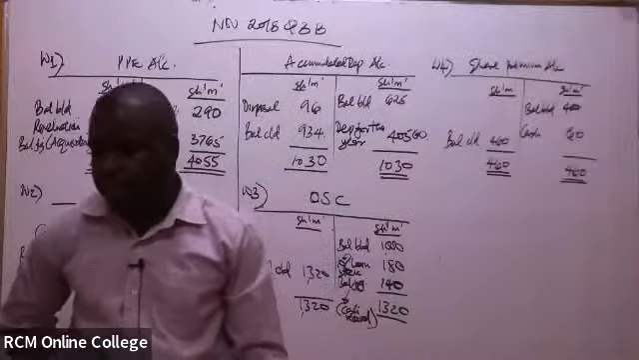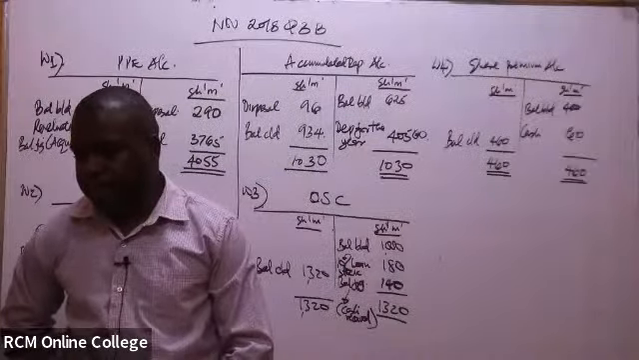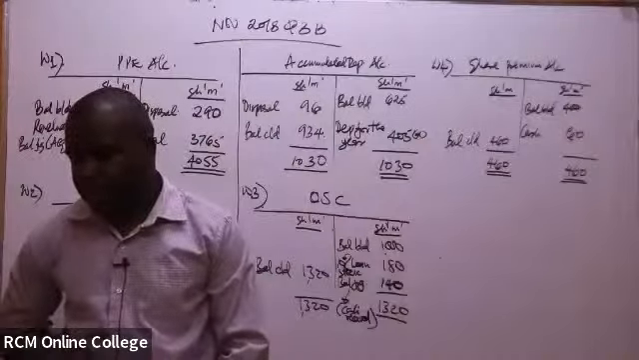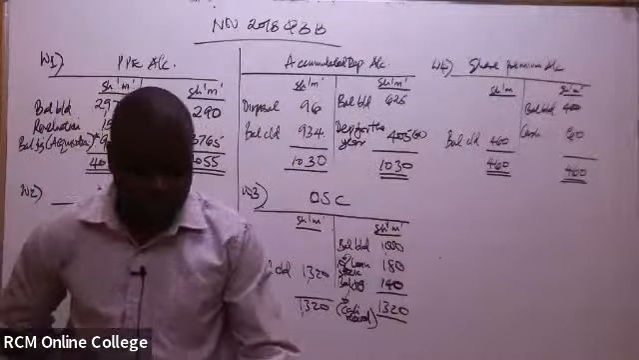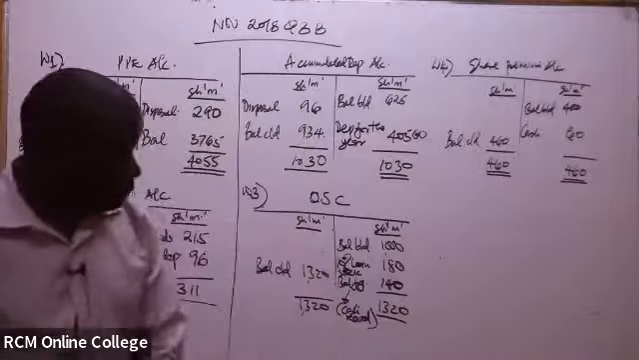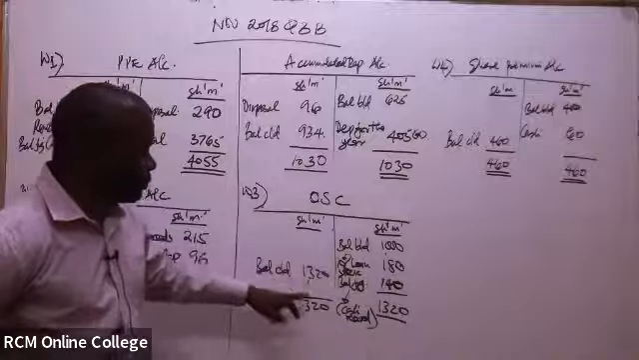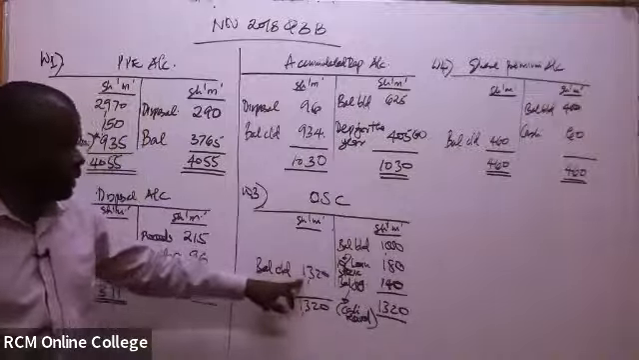So we'll have to remember. I repeat the ordinary share capital account. Anthony, have you understood? So this is the balance brought down. If you look at the balance sheet, this is the balance brought down. This is the balance carried down at the end of the year.